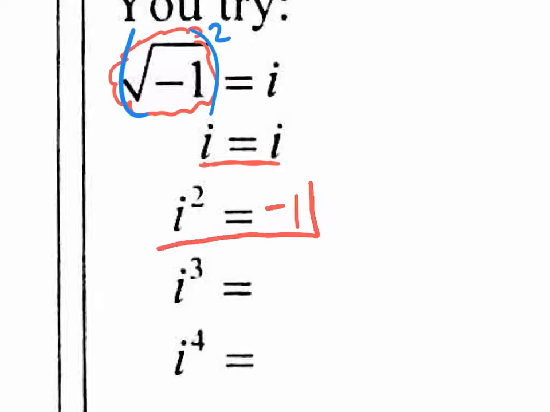Everybody box this in, highlight it, put some stars right next to it. I don't know. Just make sure that you have this memorized. As a matter of fact, turn to somebody right now and tell them, hey, i squared equals negative 1. That's exactly right. i squared equals negative 1.